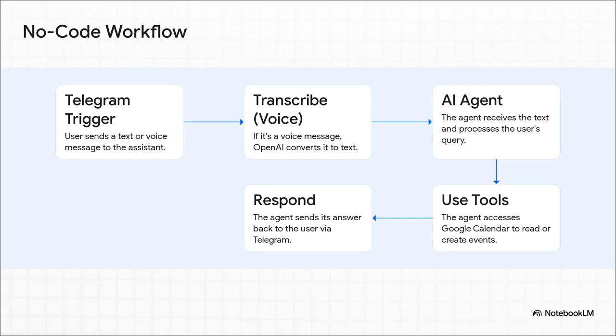It all kicks off when you send a message on an app like Telegram. If it's a voice note, it gets turned into text. That text then shoots over to our AI agent. The agent uses its tools, in this case your Google Calendar, to check your schedule or maybe add a new event. And then finally, it sends a smart reply right back to you on Telegram. It's simple, it's elegant, and it's incredibly powerful.